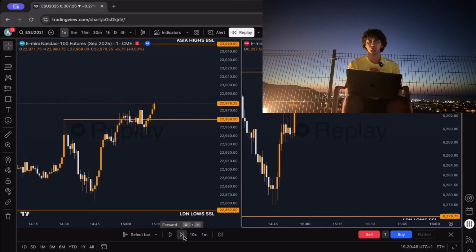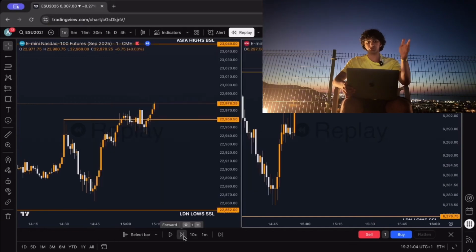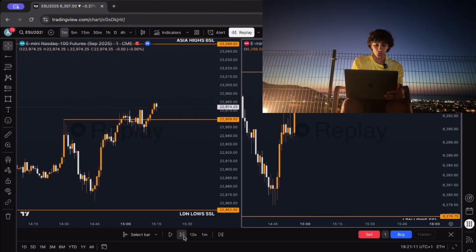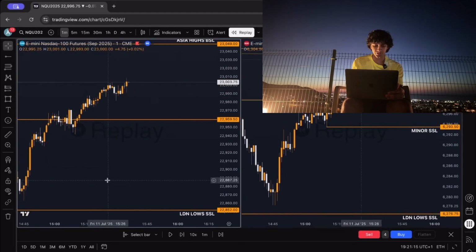In the group on my VIP server, which is only for premium members, I specifically said that we have two scenarios today. The first scenario would be sweep of London lows and we look for a position for longs, a sweep of the New York open or London highs and we look for a position for shorts. So in this case, we took out London highs and then I was looking for a clean position for shorts. It's as simple as that. We didn't get an opportunity in the first macro, so we simply wait for the second macro to present something.